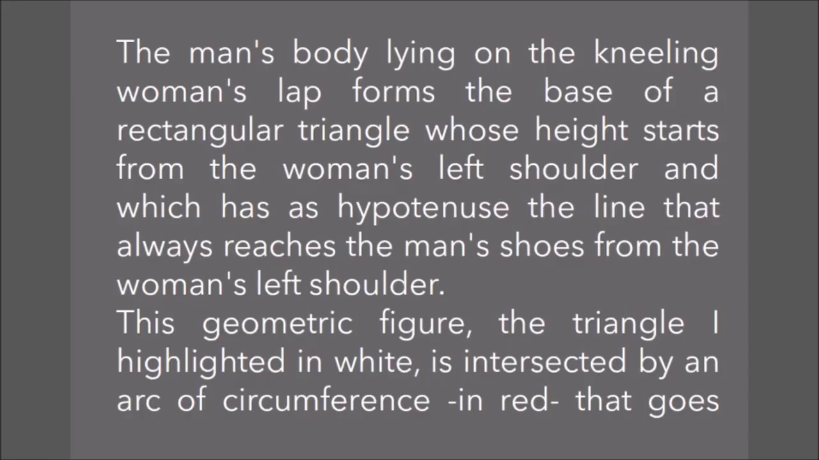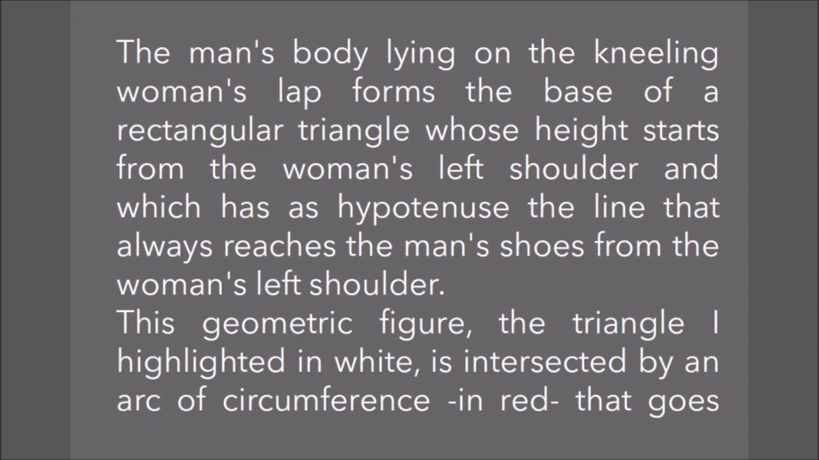The man's body, lying on the kneeling woman's lap, forms the base of a right triangle, whose height starts from the woman's left shoulder, and which has as hypotenuse the line that reaches the man's shoes from the woman's left shoulder.